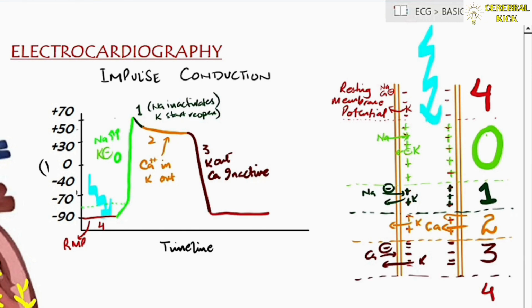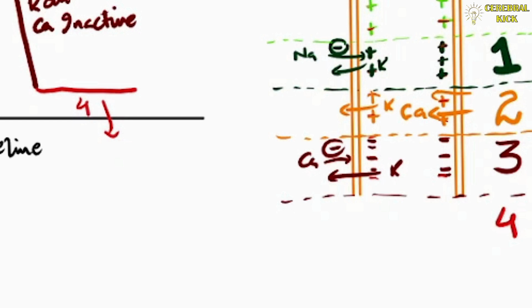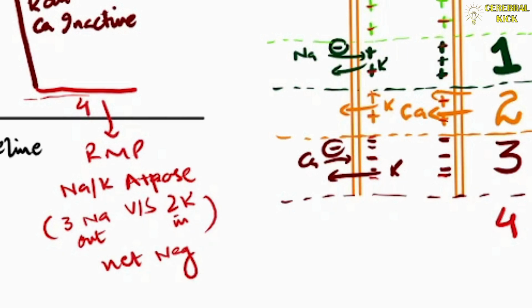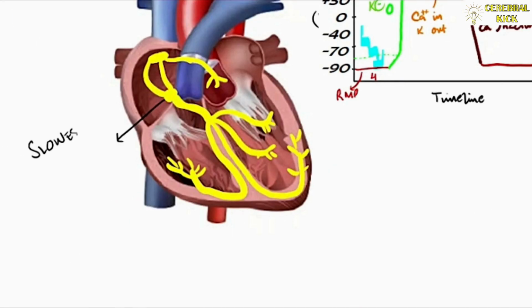And this is how the cardiac cell returns back to phase 4 of impulse conduction until a new impulse comes and depolarization occurs again. Taking this time to understand why nature has made the AV node the slowest conduction part in the conduction system.